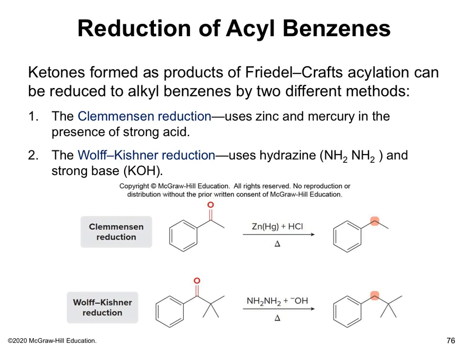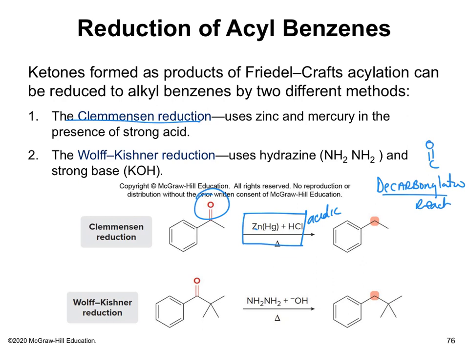We talked about the Clemmensen reduction, which is zinc and mercury and HCl, and that will remove the carbonyl. So these are acidic conditions. This is a decarbonylation reaction, so you actually remove the carbonyl group. And the other one is a Wolff-Kishner. This is going to be basic.